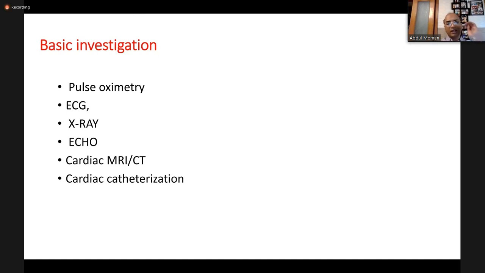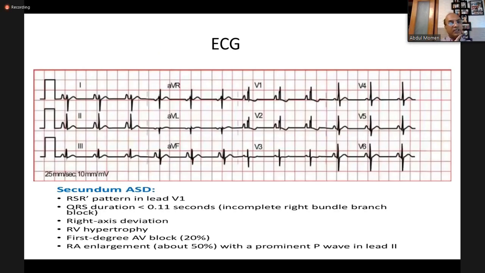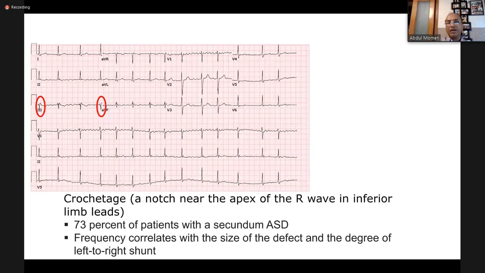In ASD secundum, the ECG shows an RSR pattern in V1, QRS duration with incomplete bundle branch block less than 0.12, right axis deviation, RV hypertrophy, first degree block, and RA enlargement. All are presence of ASD. The Crochet sign is a notch near the apex of the R wave in the inferior leads. The Crochet sign is seen in 73% of patients with secundum type of ASD.